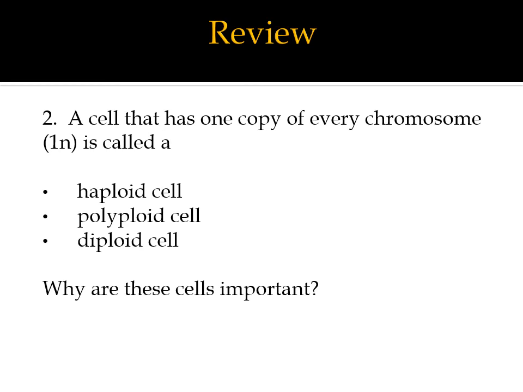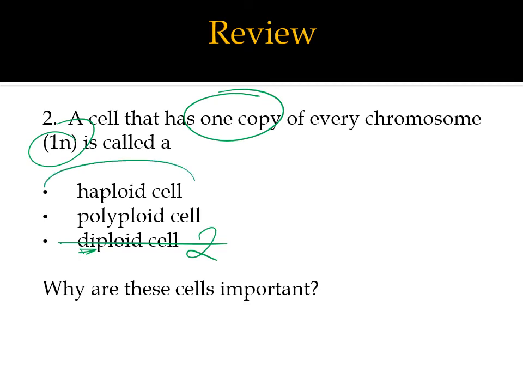Different version of the same question. A cell that now only has 1 copy, we call it 1n cell, is called a what? Diploid cell was 2, so we know it's not going to be that because di means 2. So what's the one that means 1? That's the haploid cell. If you forget this, you can look at these choices. Polyploid means many. Poly is a lot, so that's not going to make any sense. We know haploid is 1.